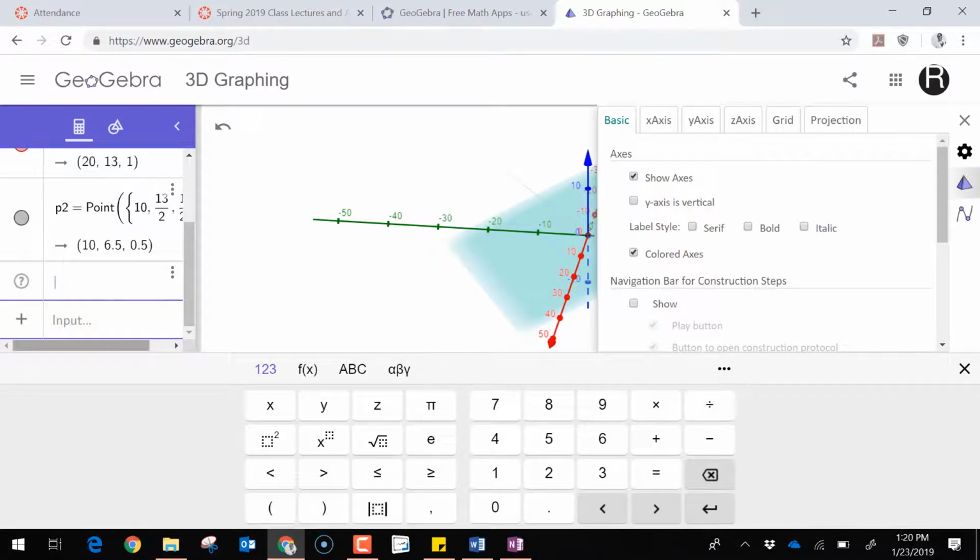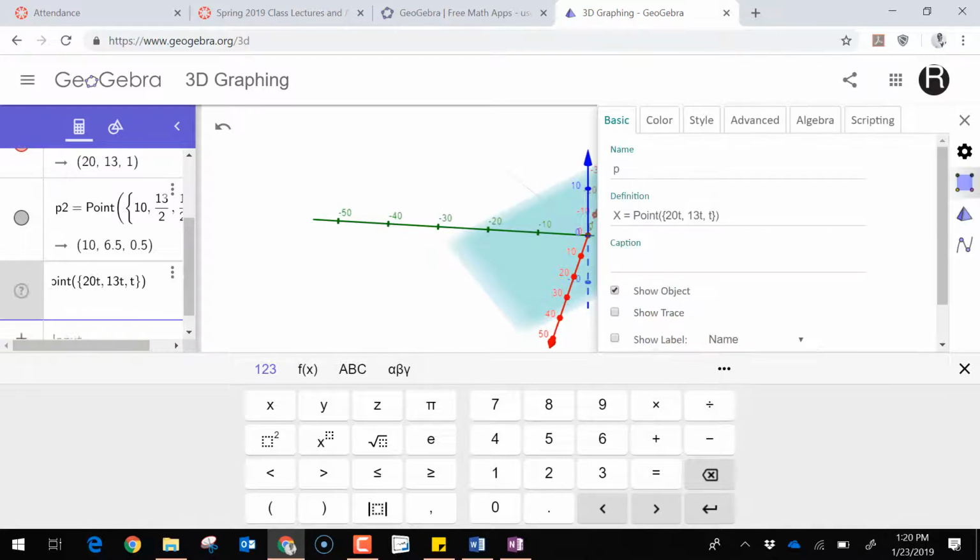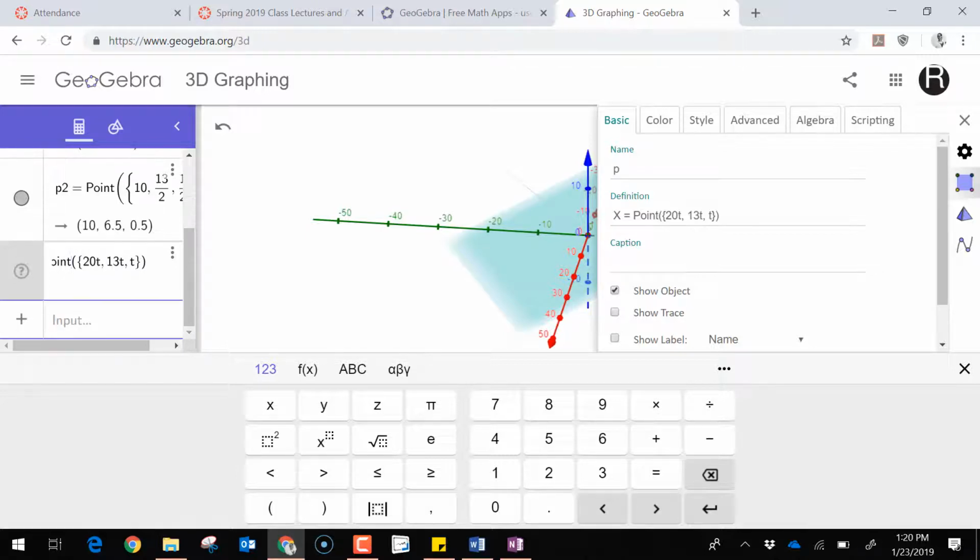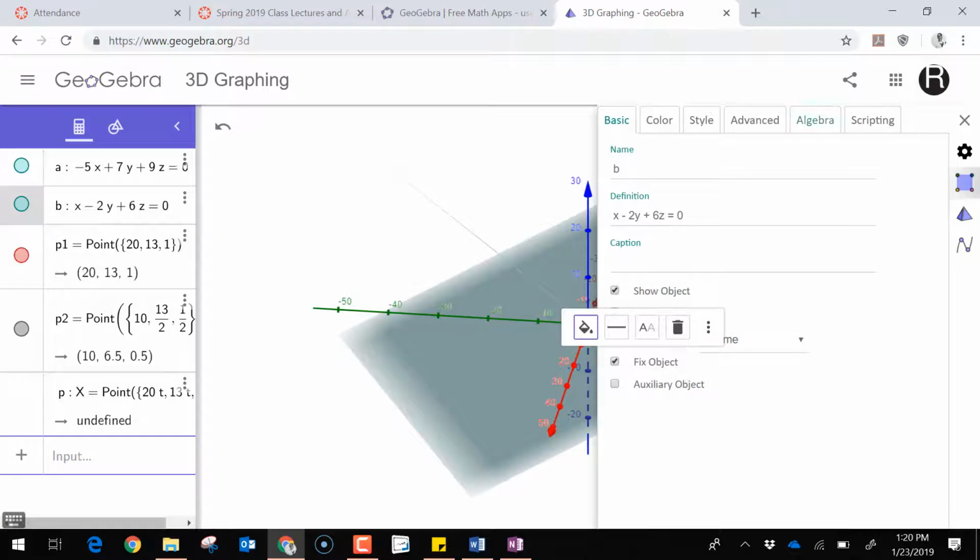I thought I knew how to do this. Undefined. I need a slider. Anybody know how to do a slider in GeoGebra? Anyways, let's pretend it's drawn.